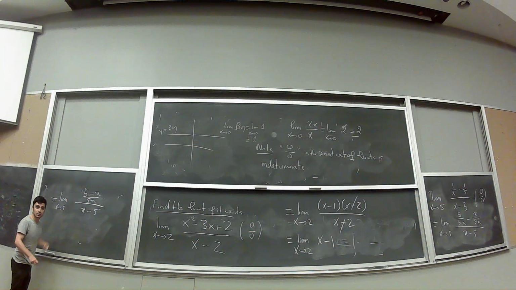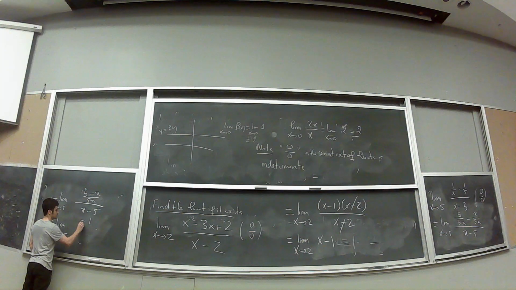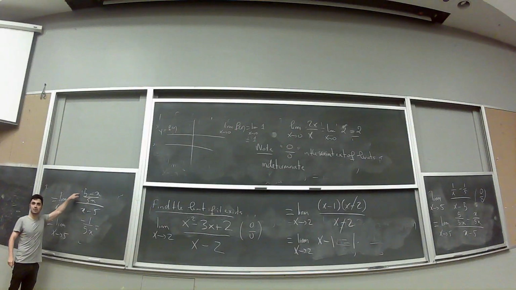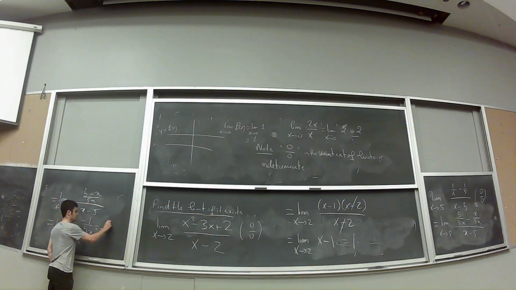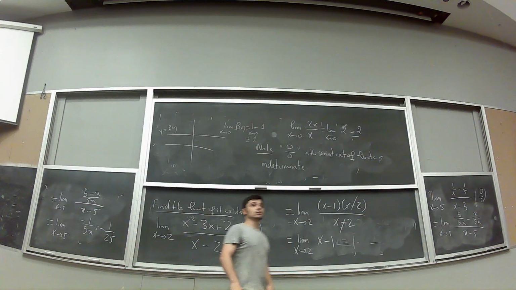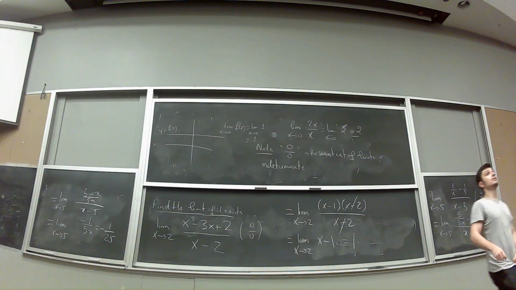We agree or not? Yeah? It's minus 1 over 5x. Can you plug in now or not? Did you get rid of the thing that's giving you the 0 or not? You got rid of the 5 minus x. Okay, and then this is minus 1 over 25. All good so far? All good? Questions?